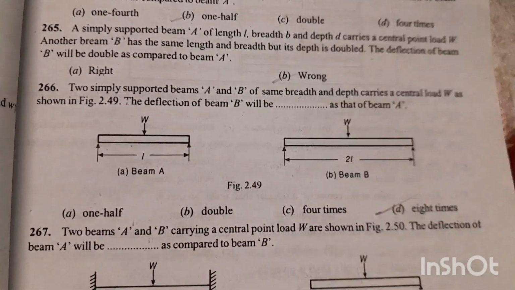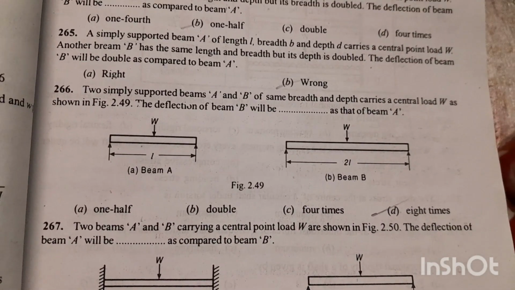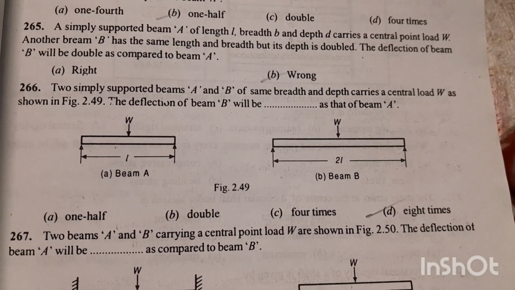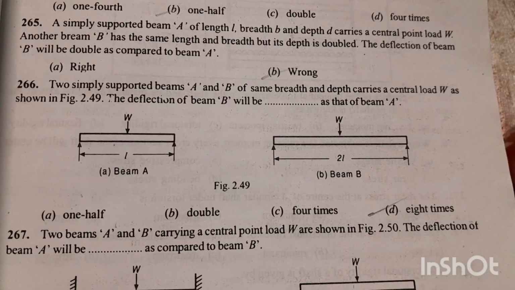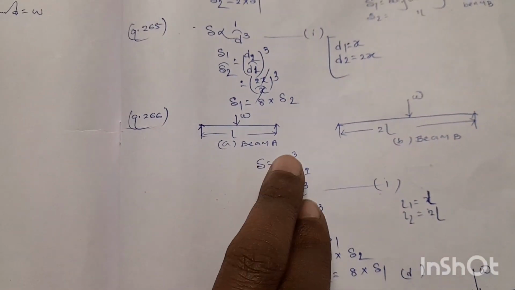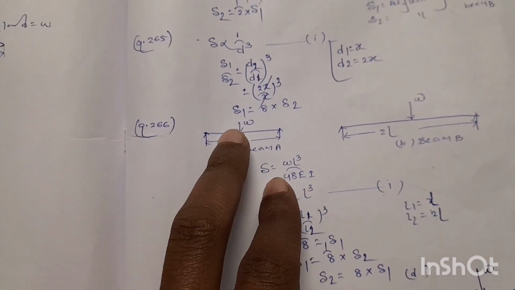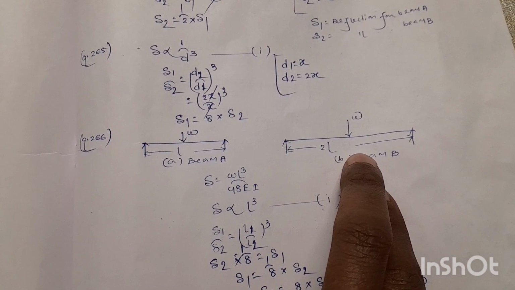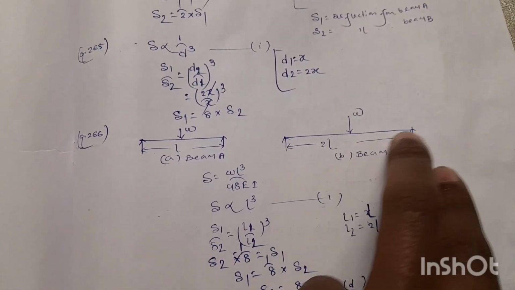Next question 266. The two simply supported beams A, B of same breadth and depth carry a central load W as shown in the figure 2.49. The deflection of beam B will be how much as that of beam A. This is beam A, simply supported beam subjected to central point load W, and this is beam B, simply supported beam subjected to point load W, but the length is double.